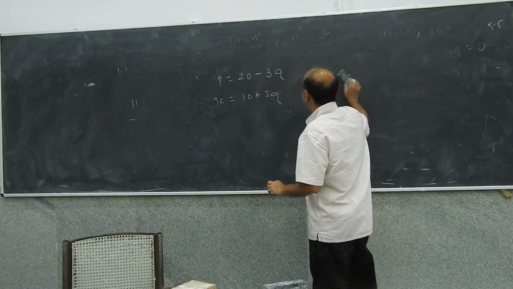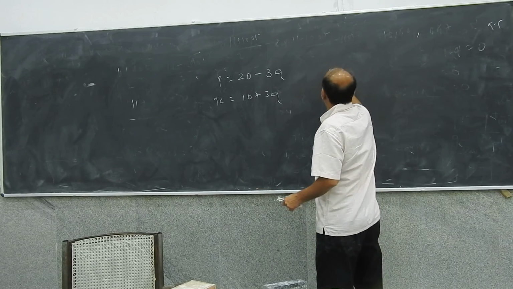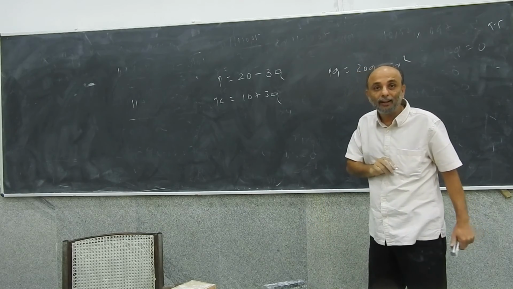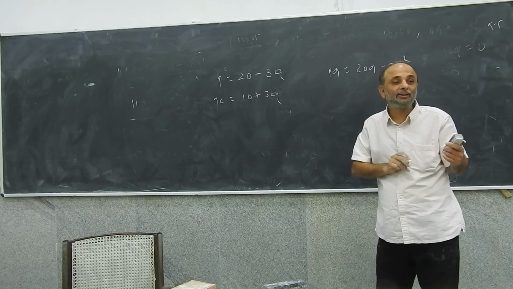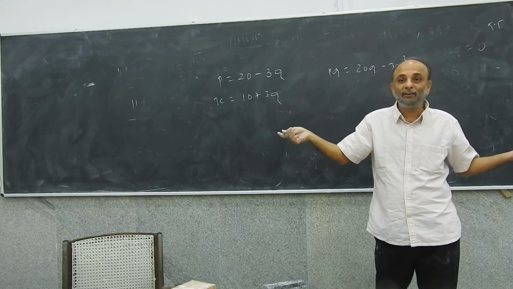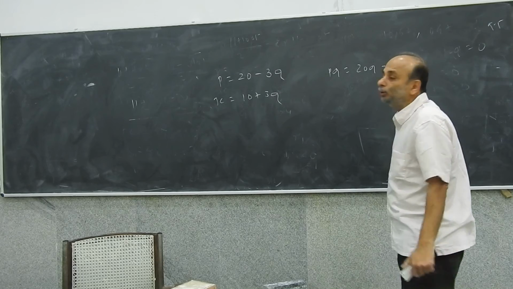The pre-tax total revenue is simply 20Q minus 3Q squared. Well, that's an interesting answer. She says that it will have no effect. Let's see why it will not have any effect. So PQ is equal to this.